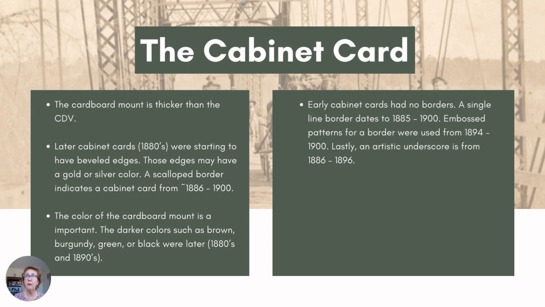So again, remember the fancier, the more decoration, even just a little extra, very simple border, can indicate a little bit later than an early cabinet card that had no borders. Embossed patterns: if you're seeing a cabinet card with embossed patterns on the border, that's even later, 1894 up to 1900 or so. So you can start to gauge that cabinet card and estimate the dates for when it might have been taken, to narrow down who might be in that particular cabinet card for you.